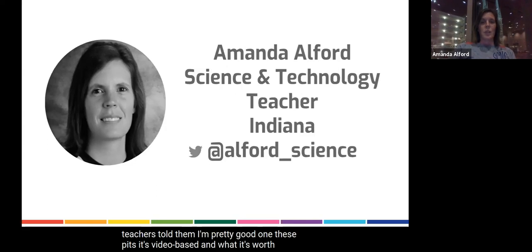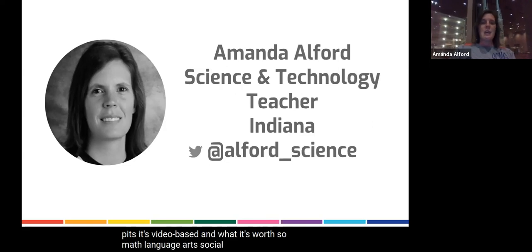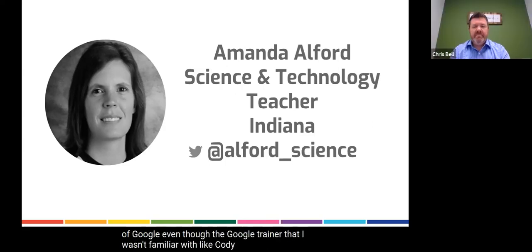So it correlated with all these different curriculum contents. So math, language arts, social studies. It was exactly what he wanted. It made me feel more confident because there were definitely aspects of Google, even though I'm a Google trainer, that I wasn't familiar with, like coding, Apps Script and stuff like that.